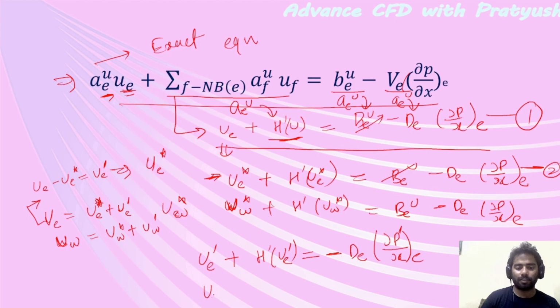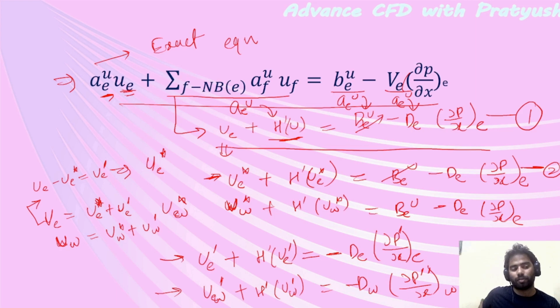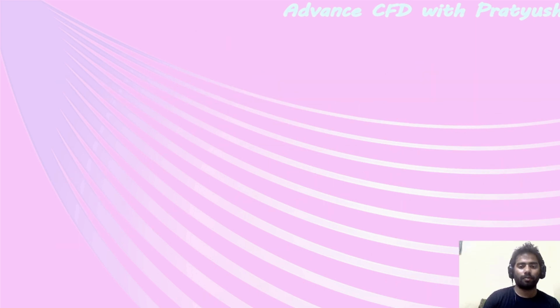Similarly, there will be equations for the UW star. So this is the correction equation for UE star, and this is the correction equation for UW star. Now let's put this value into the mass conservation equation that we have obtained. Remember, we have gotten that M dot E dash plus M dot W dash equals minus M dot E star plus M dot W star. This equation we have already gotten for the V star.